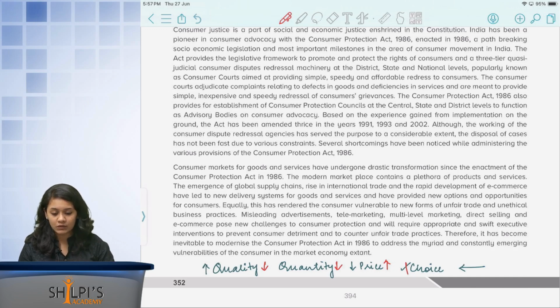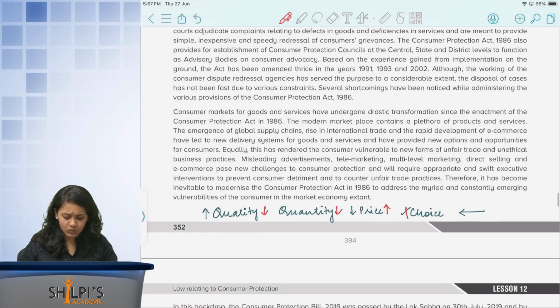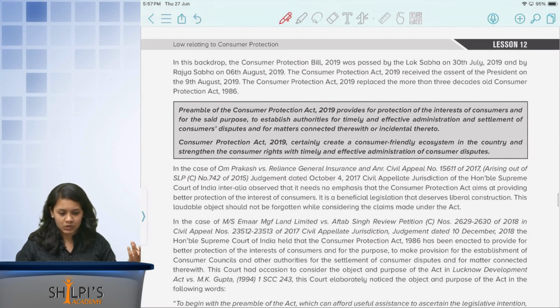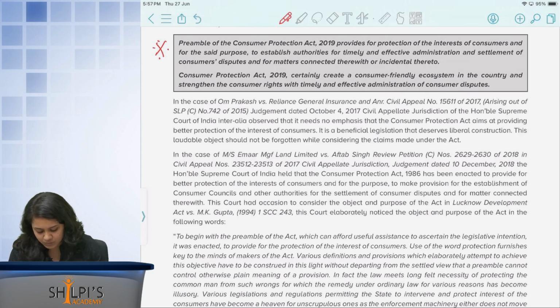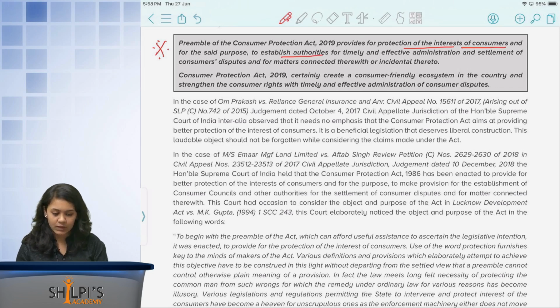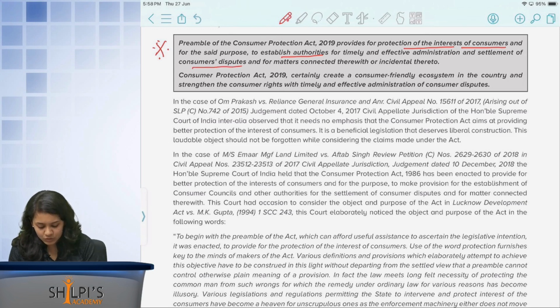Now, if you look at the law itself, it has undergone a lot of changes. Okay, it has been amended multiple times, while keeping the objective of the law as best as possible with the changing environment. So if we look at the preamble of this Consumer Protection Act, which we will look at and which I will classify as pretty important, this Consumer Protection Act of 2019 states that it is made for the protection of the interest of consumers and to establish authorities for the timely and effective administration and settlement of consumer disputes and any other matters incidental thereto.